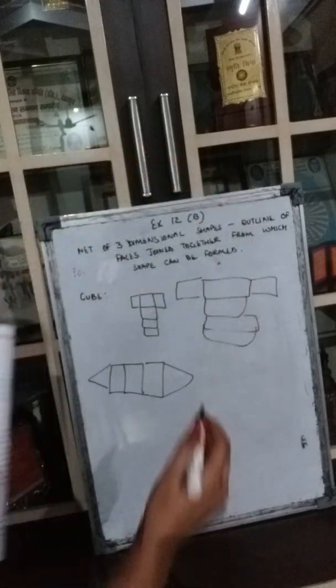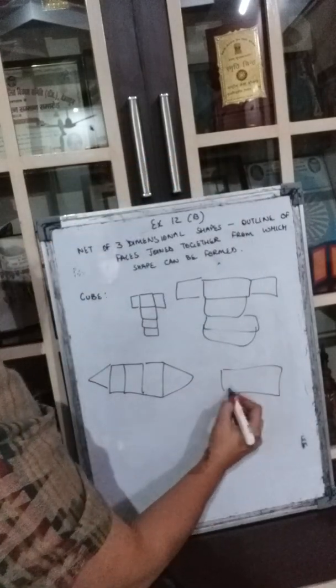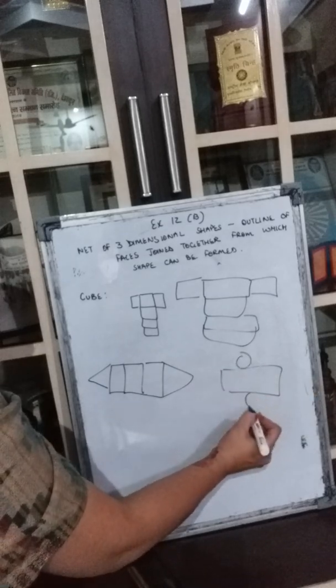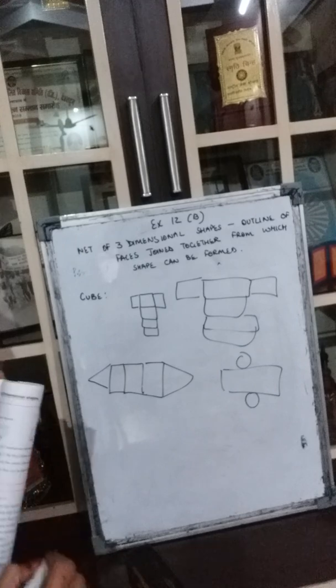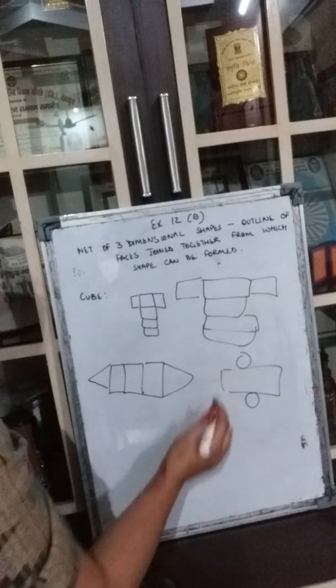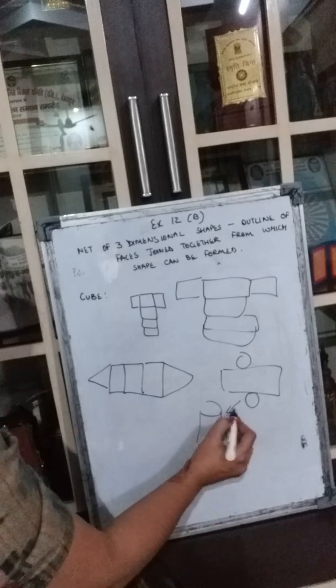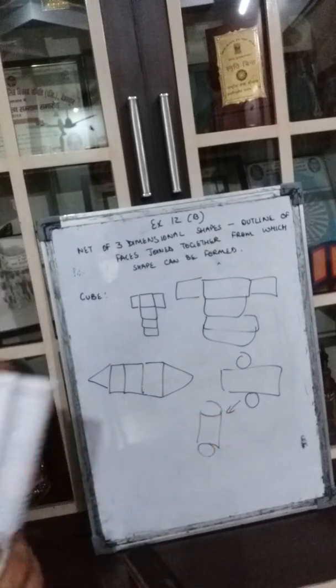Then we have a cylinder. Cylinder is this shape, girls. One is a rectangular shape. It will be joined together. See, this is a rectangular shape. This will be joined together like this. And one top circle shape, one bottom circle shape. So when it is joined, it will become somewhere like this. It will be becoming like this. So it is a cylinder. This cylinder is this one.